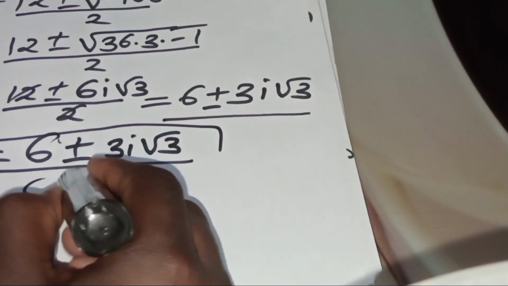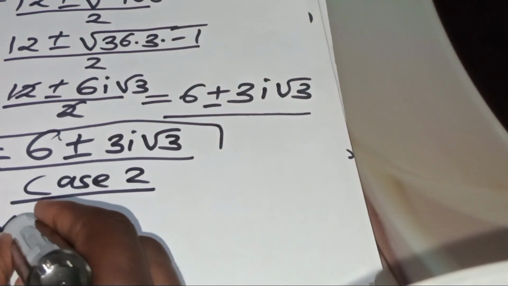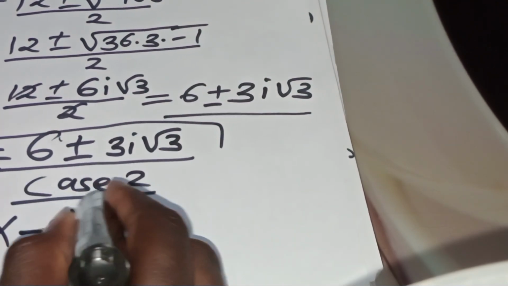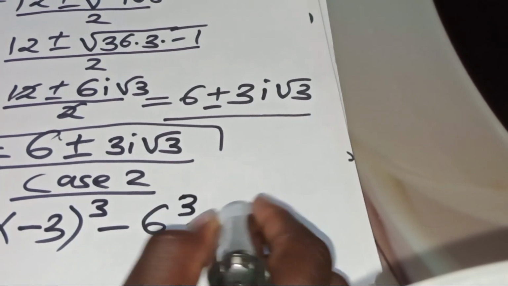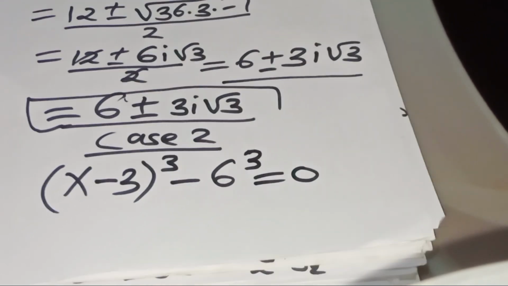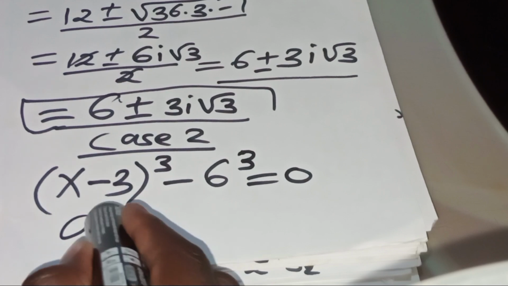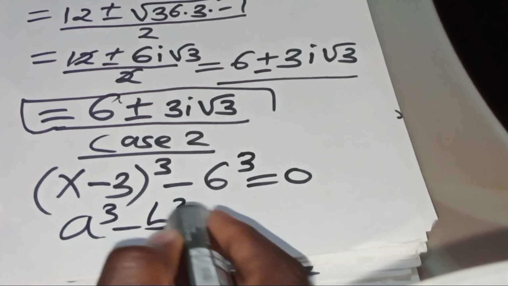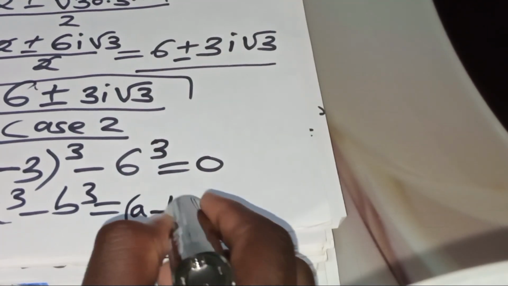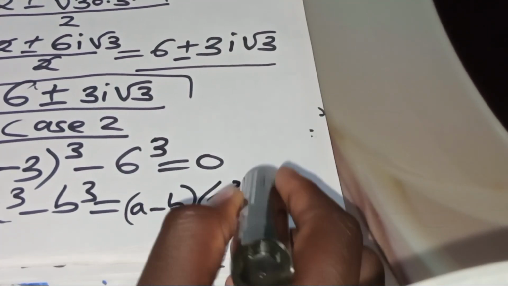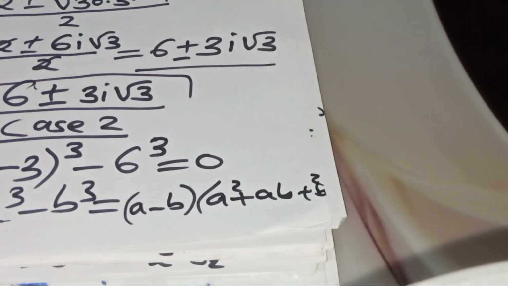Now let's solve case 2, which is basically (x minus 3) to power 3 minus 6 to power 3 is equal to 0. This is the second case, so let's solve this. So (x minus 3) to power 3 minus 6 to power 3 is in the form of a to power 3 minus b to power 3, the difference of cubes, which is equal to (a minus b)(a squared plus ab plus b squared). Let's proceed.